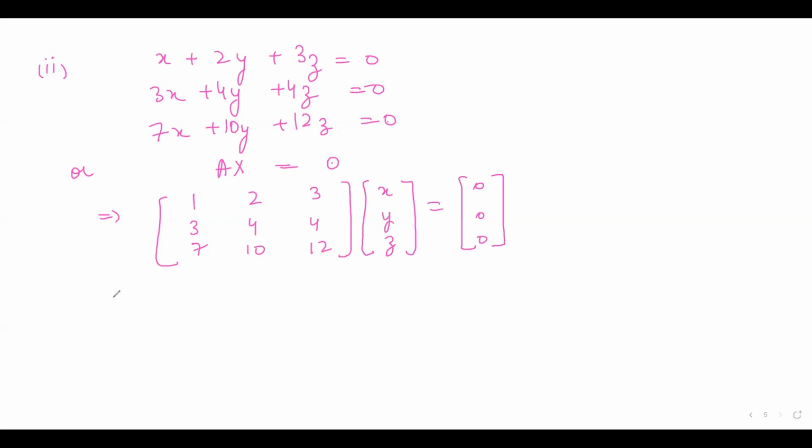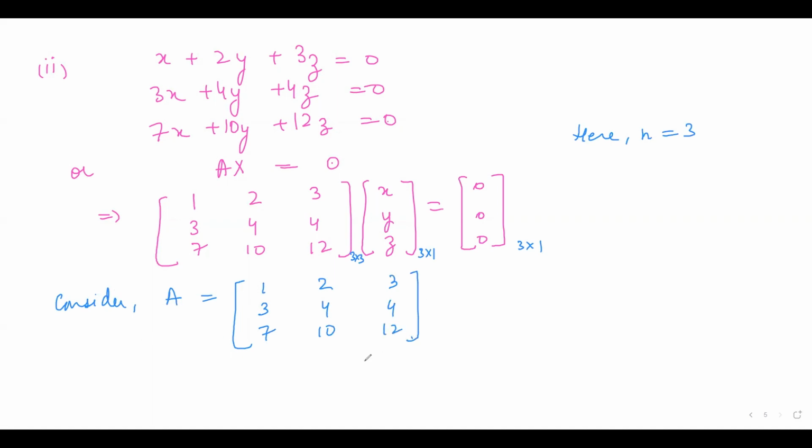Here n is 3. 3 unknowns are given to us. So this is 3 cross 3, 3 cross 1, 3 cross 1. So consider the coefficient matrix A here, and we'll perform the elementary row operations on this. So very easy. We have done it multiple times.